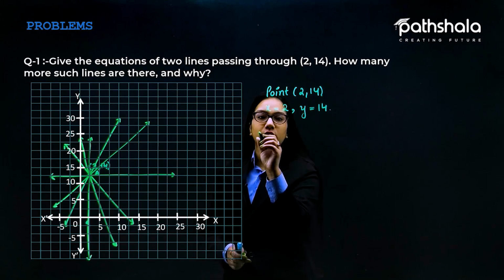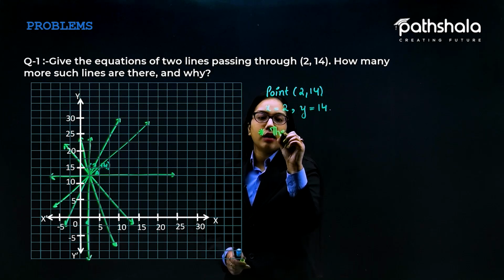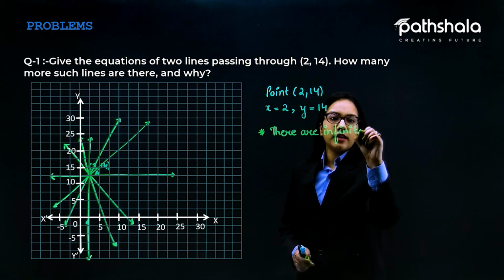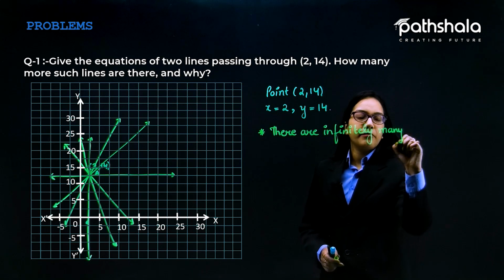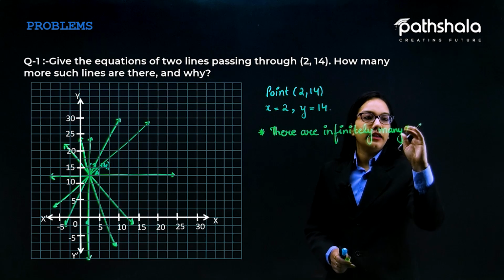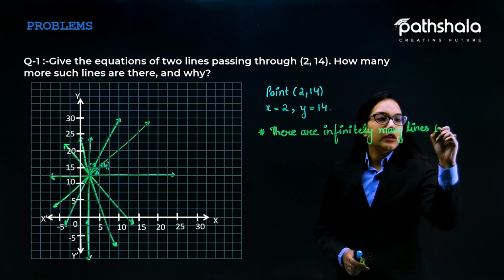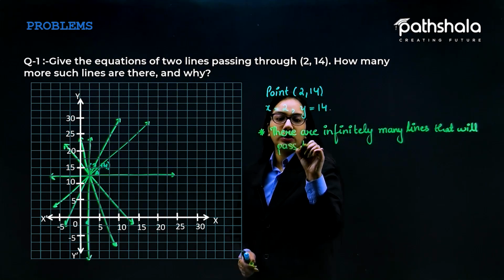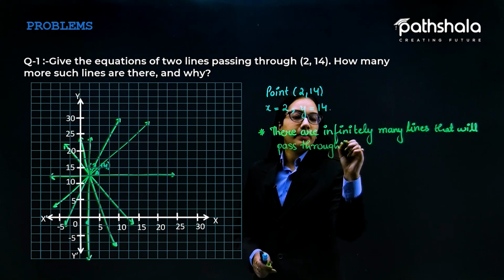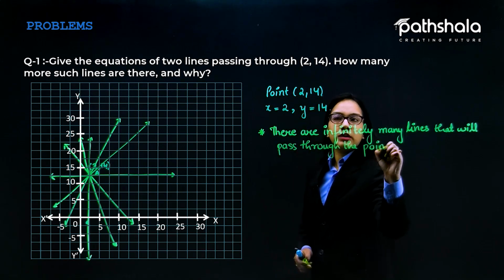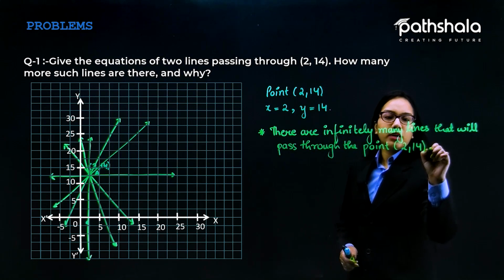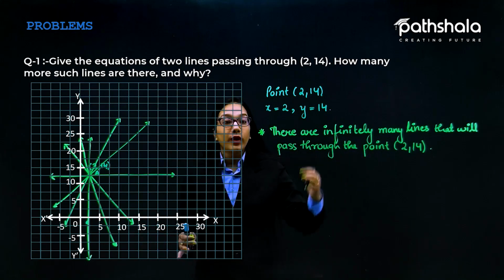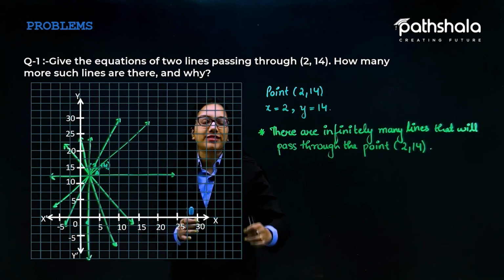So the answer for this question would be that there are infinitely many lines that will pass through the point (2, 14). Any equation that satisfies this particular point will be called a line that is passing through (2, 14).